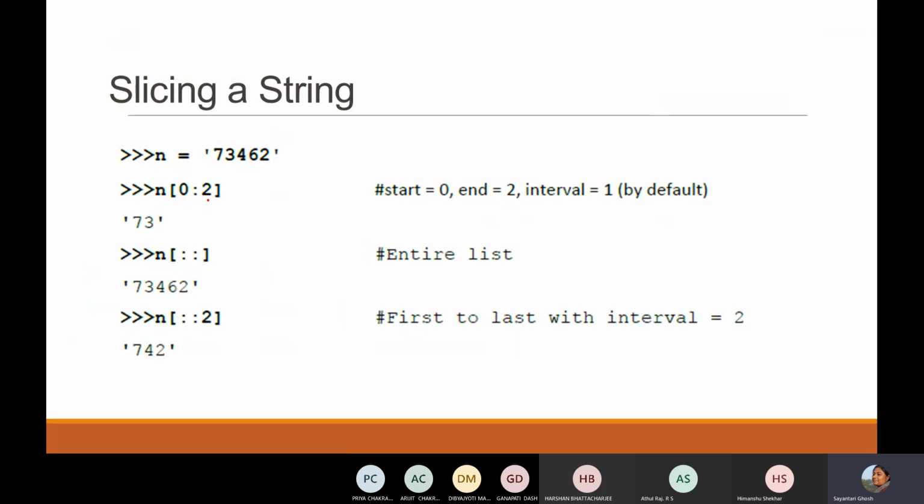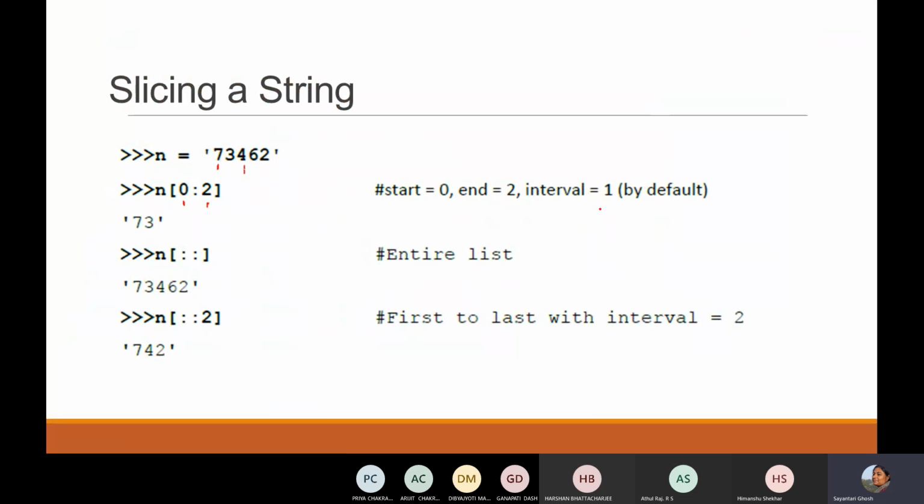Now, if I write n[0:2], that simply means that it has to start from the 0th position, this 0th position, right? We know that in Python the counting starts from 0. So we start from the 0th position and go till the second position. Second means 0, 1, 2. We go up to this, and there is no colon afterwards. That will definitely mean that the interval is 1.